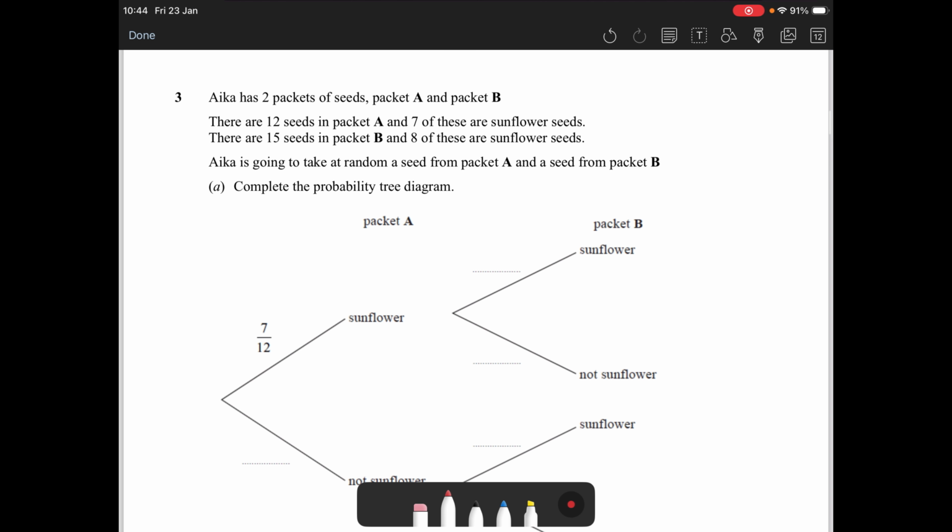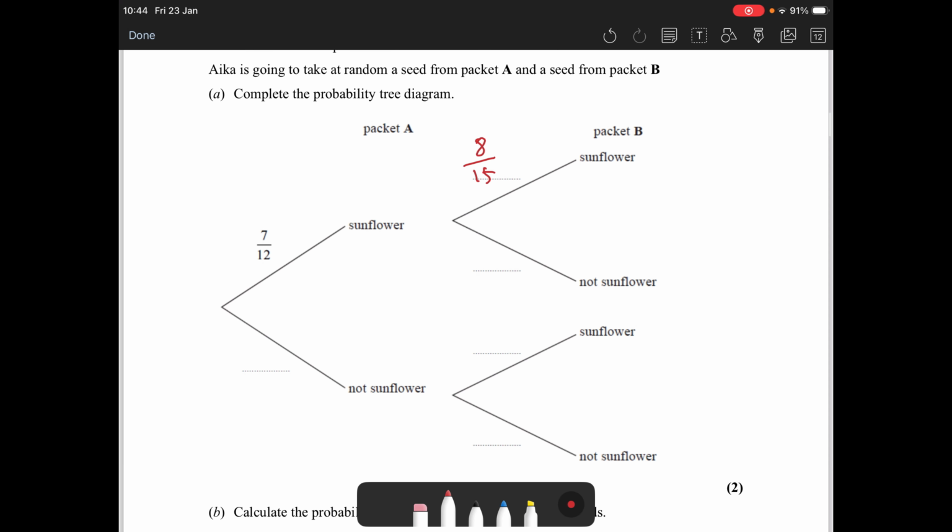Okay, next up, we've got a probability tree by the looks of things. She's got 2 packs of seeds. There are 12 seeds in packet A, and 7 of which are sunflower seeds. So on my tree, there are 12 seeds in packet A, 7, so there's a 7 in 12 chance of getting sunflower seeds. There are 15 seeds in packet B, and 8 of those are sunflower, so there'll be 8 over 15 for this branch.